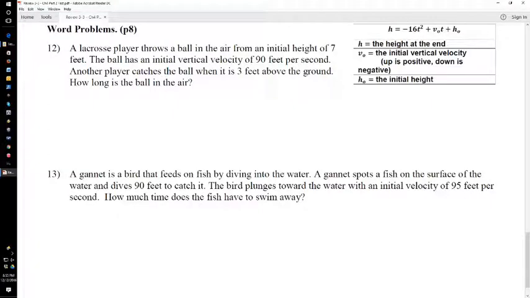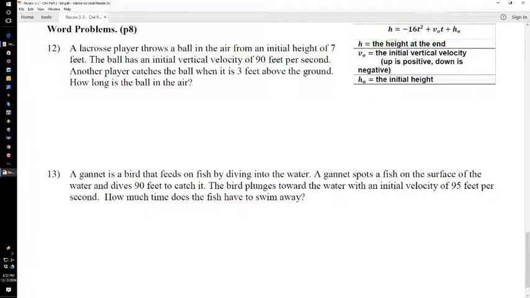Number 12 and number 13 are essentially two versions of similar problems. You can visit page 8 in your notes, but they use this equation right there for both of them, where h is your height at the end, v sub o is your starting velocity, and h sub o is your starting height, wherever the ball or whatever's moving starts.